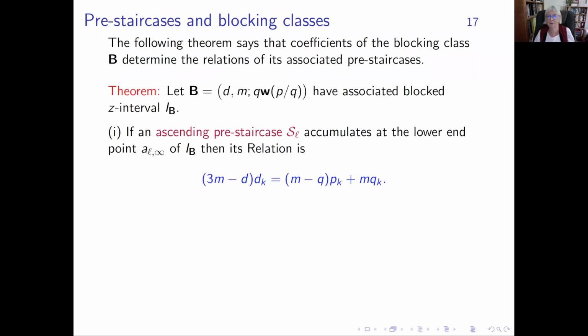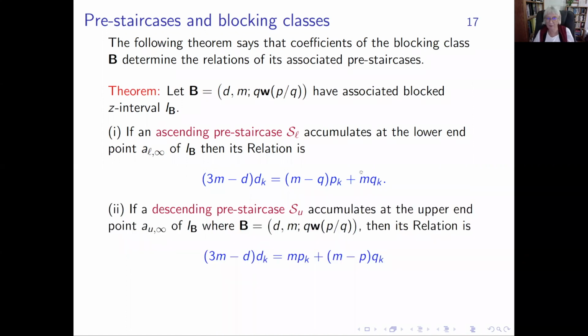But here we have a theorem. Suppose we have a B, which is a blocking class. So that means that at this center point, the value of the obstruction here is bigger than volume. So it's blocking at the center. It then blocks some interval IB, which is a Z interval. And it's saying that if the ascending pre-staircase accumulates at the lower endpoint of this interval, then its relation has to be this. So the relation involves D, M, P, and Q from B. So it's (3M minus D) times dk is equal to (M minus Q M) times pk plus M times qk.